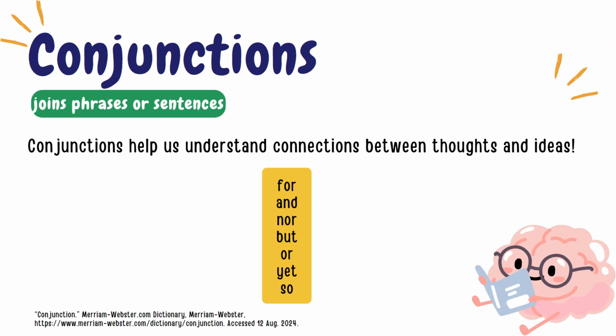Next, we have our conjunctions. Conjunctions help us to understand connections between thoughts and ideas. They join phrases or sentences together. Words such as for, and, nor, but, or, yet, and so are some of the most common conjunction words that you will see in text. So it is really important, once again, to identify them and to utilize them properly in our writing.